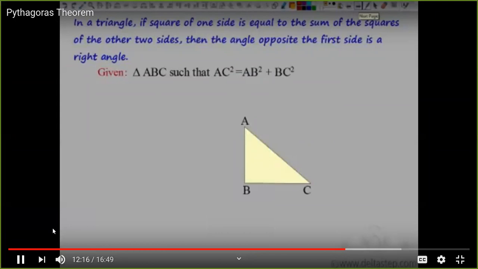Then the angle that is opposite to this side, the first side, would be a 90-degree angle. So that is angle opposite to AC, which is angle B, would be 90 degrees. Is it audible? Yes, ma'am. Okay. So this is what I want to do. That angle B would be 90 degrees. What I am given is that AC square is AB square plus BC square. So you have to prove that angle B is 90 degrees. Write that down.